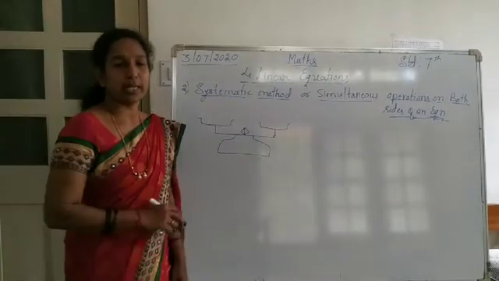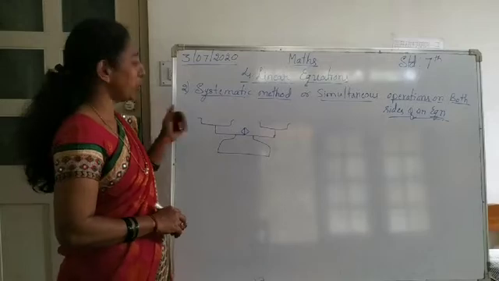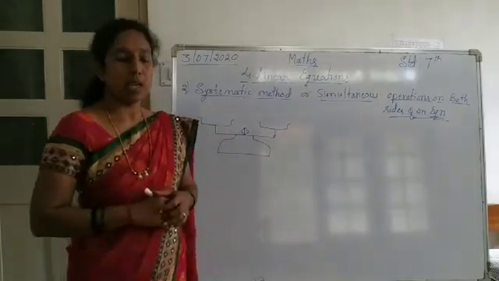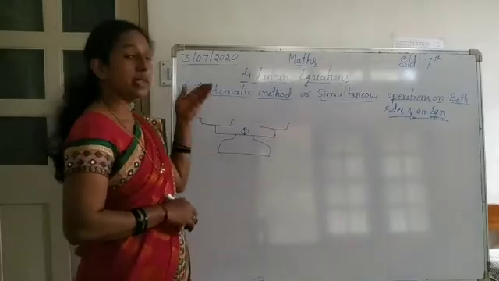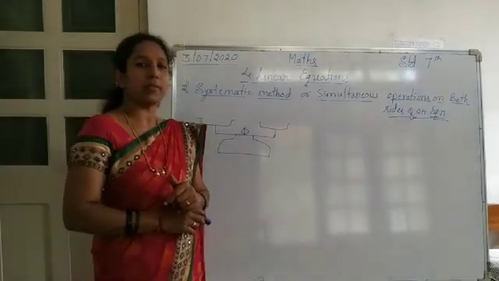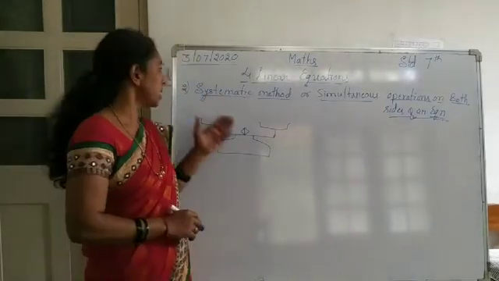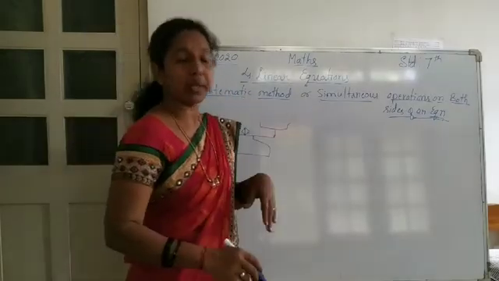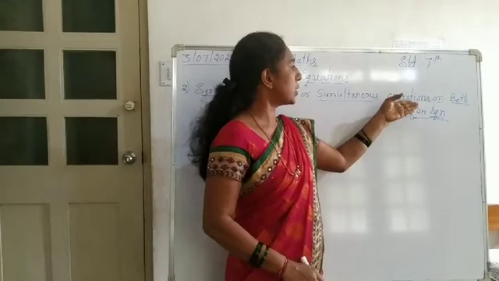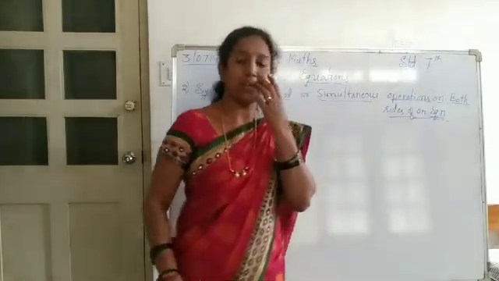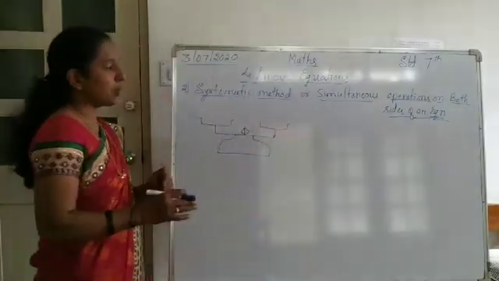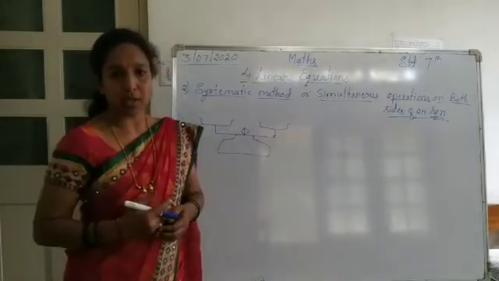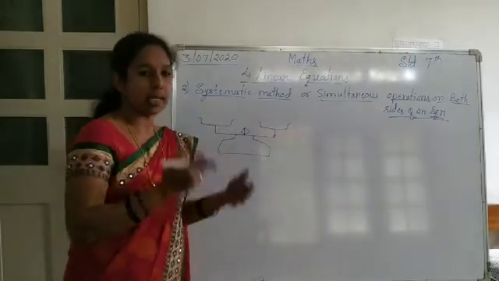Okay, good morning children. In the last class you learned how to solve a linear equation by the trial and error method. Today we are going to learn the second method of solving a linear equation, that is the systematic method. In your textbook it is given as simultaneous operations on both sides of an equation. Simultaneous operation means you have to do the same operation on both sides of the equation, that is, the LHS and the RHS.